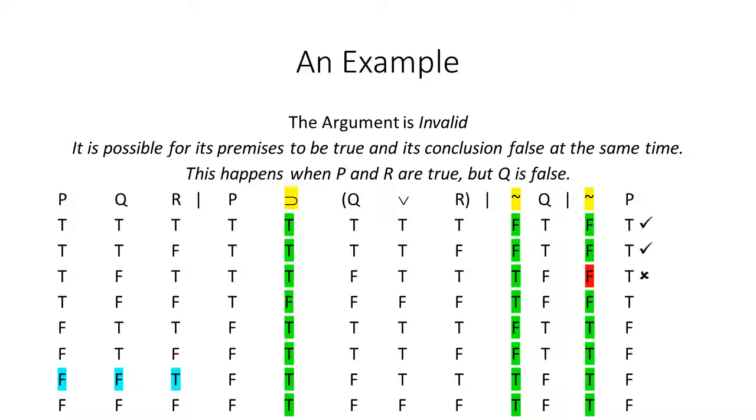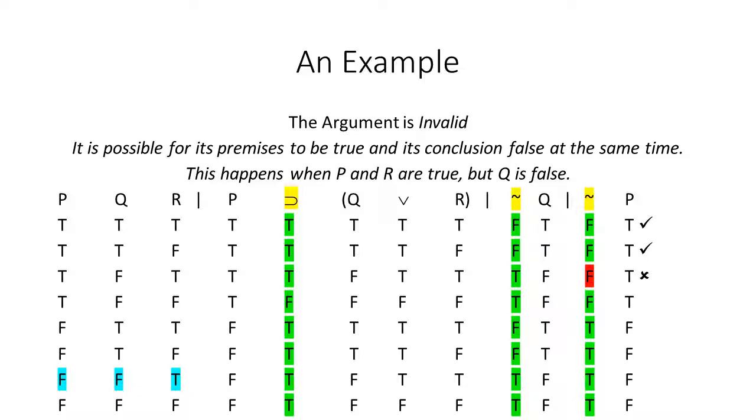Here's something that is important to note. Look at the seventh line or the seventh row, where P is false and Q is false and R is true. So I've highlighted this in blue. So here the premises are true and the conclusion's true. This does not mean that the argument is valid. There might be, just by accident, that the premises are true and the conclusion is true. But this doesn't show that the argument's valid.